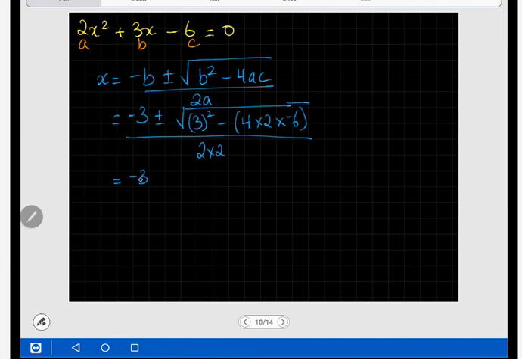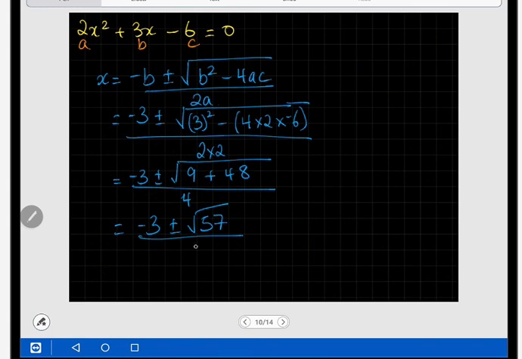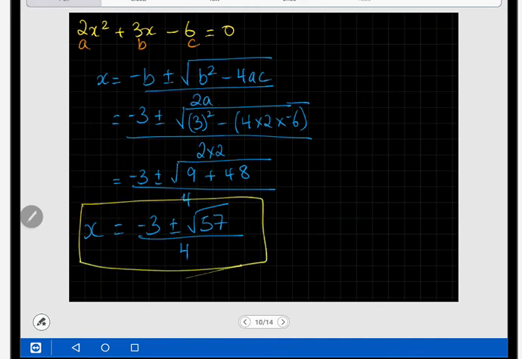Minus 3 plus or minus square root of 9 plus 48. Yeah, negative, negative, plus 48. Right? Divide by 4. Then try to simplify. That's square root of 57 over 4. That's my value of x. That's it. Nothing more. Right?